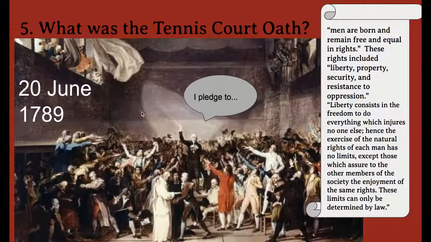Number 5, what was the Tennis Court Oath? Well, the Third Estate, or National Assembly, continued to meet in order to write a new constitution, a new document to govern their new government. But one day, when they arrived at their meeting room, they found the doors were locked. The king had locked them out.